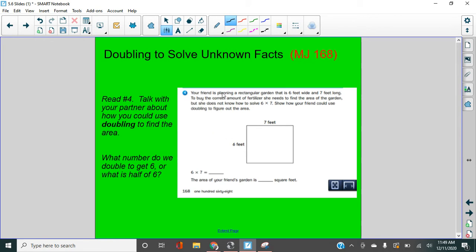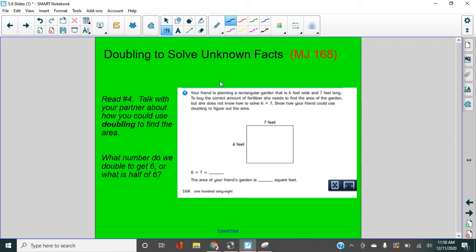First thing I want you to do is to read number 4 in your math journal. All right, let's think about how we could solve this. Your friend is planting a rectangular garden that is 6 feet wide and 7 feet long. To buy the correct amount of fertilizer, she needs to find the area of the garden, but she does not know how to solve 6 times 7. Show how your friend could use doubling to figure out the area.